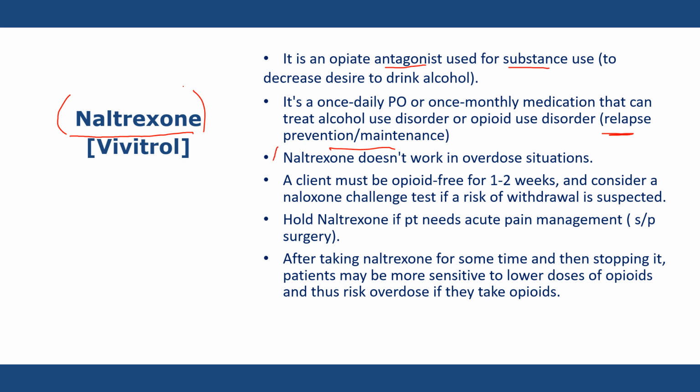Please understand, naltrexone will not work in an overdose situation. In other words, if you have a patient who took too much morphine, let's say, or any opioid for that matter, naltrexone will not reverse it. We still need naloxone for that, okay? So naloxone is used to reverse because it's short-acting. It will work right now, right? Naltrexone is used to prevent future use, to decrease the desire to take that drug again.